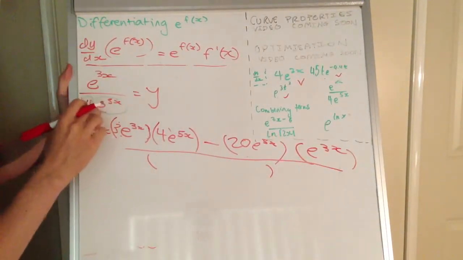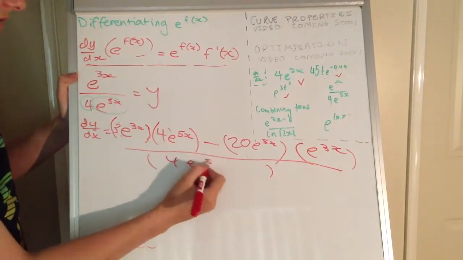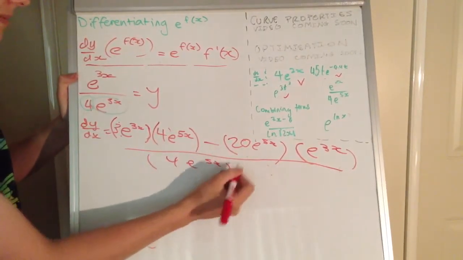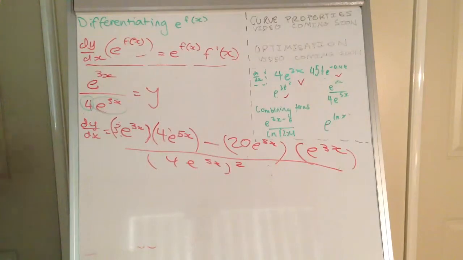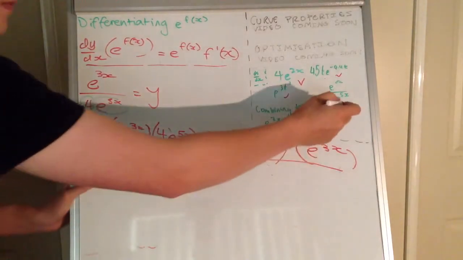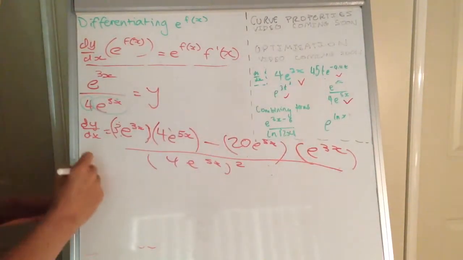So our denominator in this case is 4e^5x. I probably don't need a bracket that big, that's squared. And there we go. We've used the quotient rule to differentiate terms that have e to the f of x in them. Hopefully you're able to follow that. That's a reasonably complex example, but again, it'll give you a good understanding of some of the concepts that we have in here.